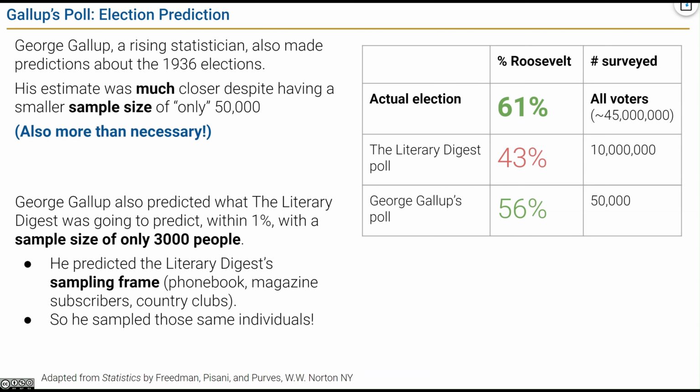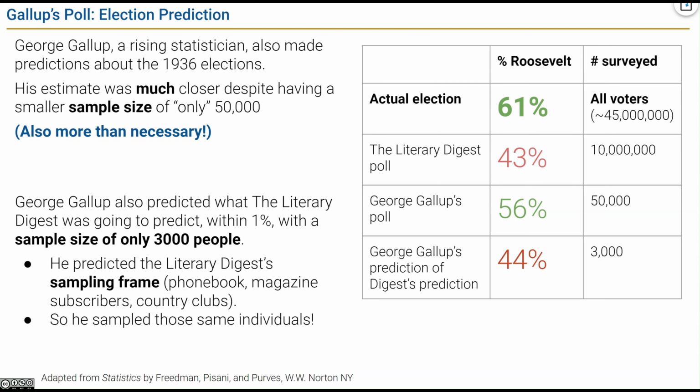And even better, he actually predicted what the Literary Digest outcome was going to be based on sampling people from the sampling frame he guessed they were going to use. He only sampled 3,000 people, but he used the same sampling frame of phone book, magazine subscribers, and country clubs, and he got a prediction of 44%, whereas the Literary Digest went out and did 10 million of these people, with that same sampling frame, and had 43%. So this highlights the issue that occurs when we have bias.